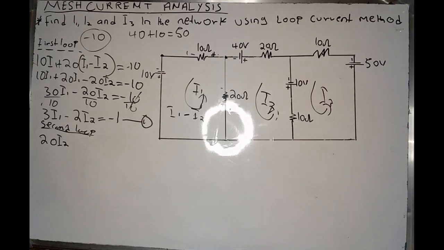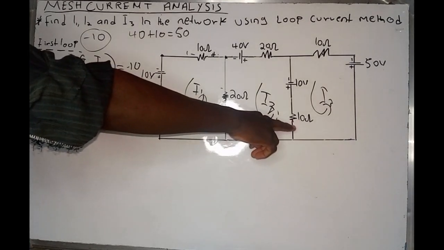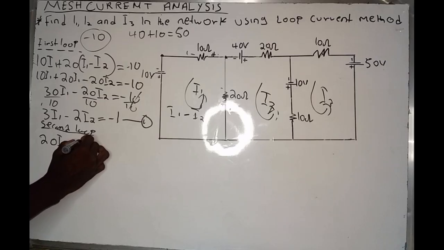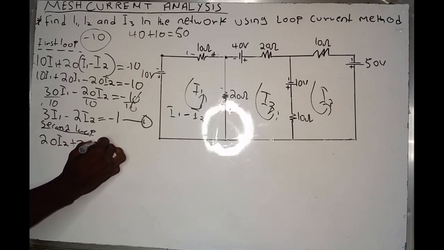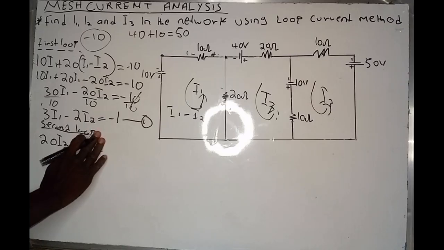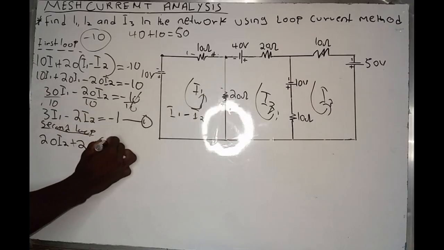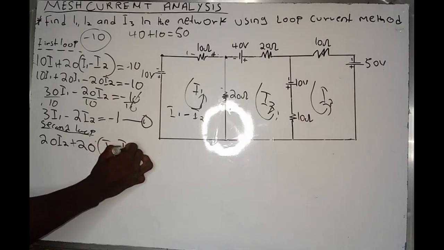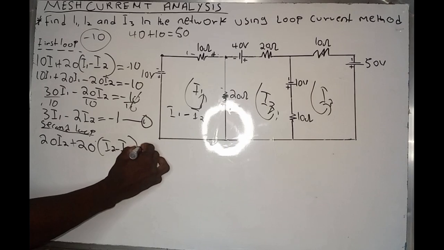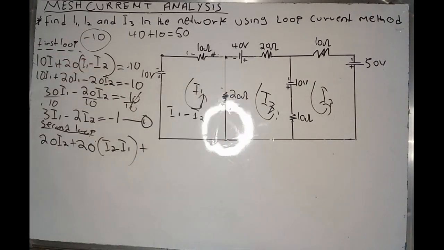So therefore, I have another resistance, which is the 10 ohm. I'm having 10 ohm, but before the 10 ohm, I'm having the 20 ohm. So I will say plus 20, I2 minus I1. And therefore plus, I have 10 ohm.